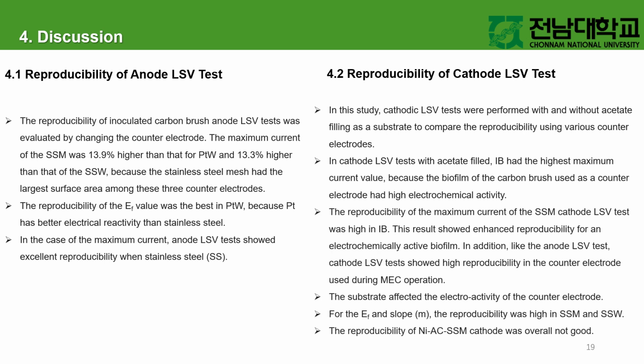The reproducibility of the maximum current of the SSM cathode LSV test was high in IB. This result showed enhanced reproducibility for an electrochemically active biofilm. And like the anode LSV test, cathode LSV tests showed high reproducibility in the counter-electrode used during MEC operation. The substrate affected the electroactivity of the counter-electrode. For the EF and slope, the reproducibility was high in SSM and SSW. The reproducibility of a NiCSSM cathode was overall not good.